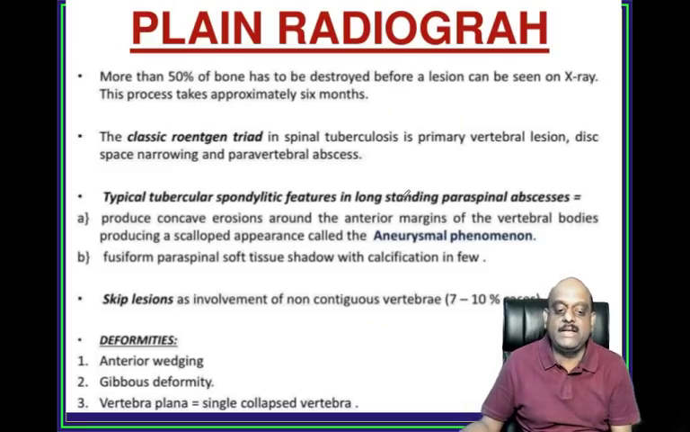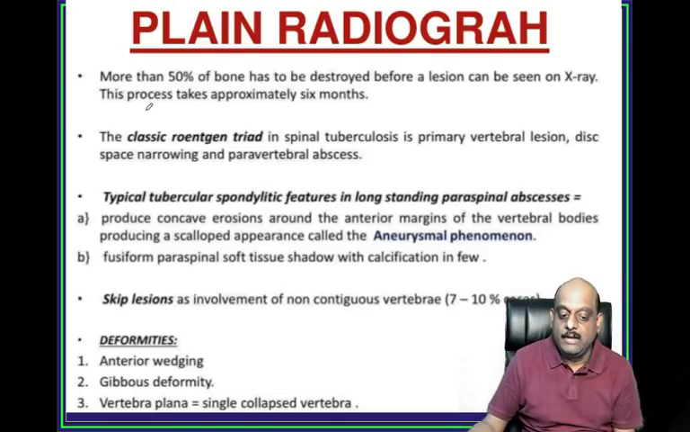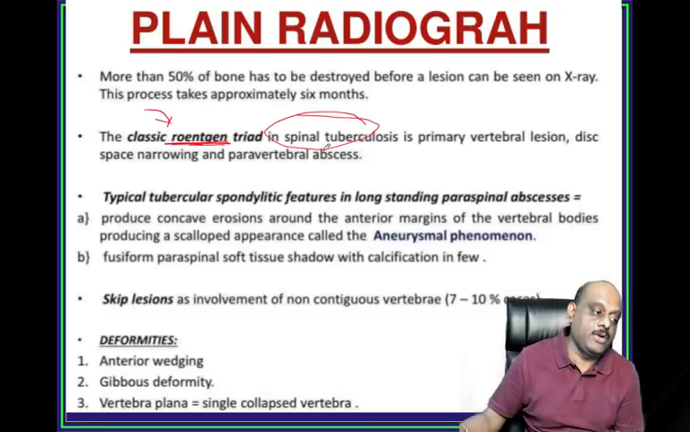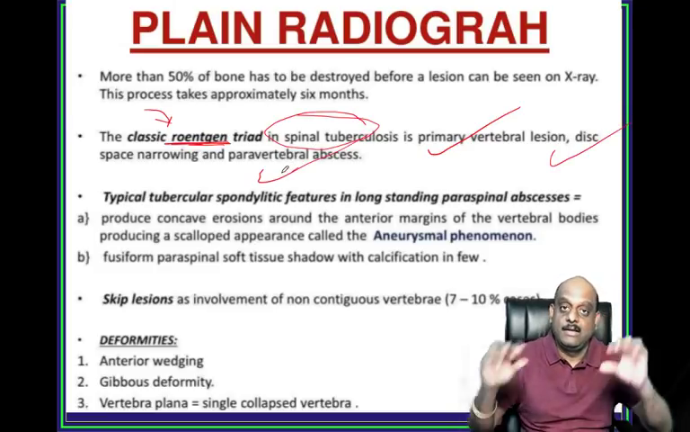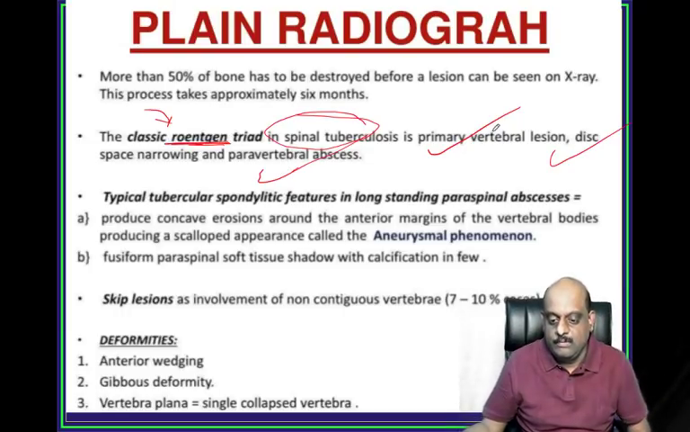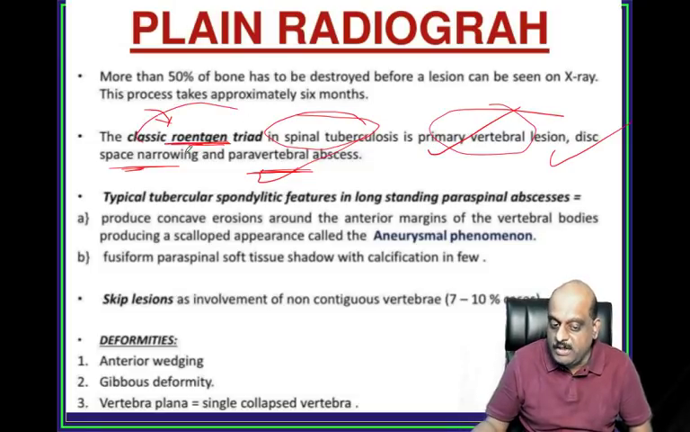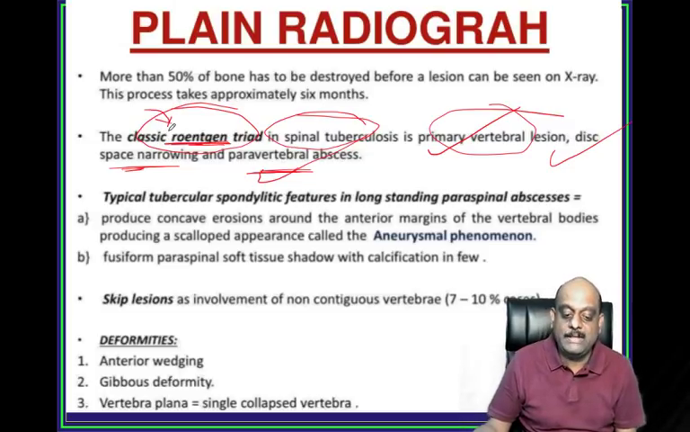So this kind of skipped lesions also can occur. Before we go to the next question, one more single liner MCQ for the examiner. Rouington's triad that you see in spinal TB. What does the triad include? Primary vertebral lesion, disc space narrowing, paravertebral abscess. The combination of disc space narrowing, paravertebral abscess and primary vertebral lesion is called what, doctor? Rouington's triad is what you have to remember.